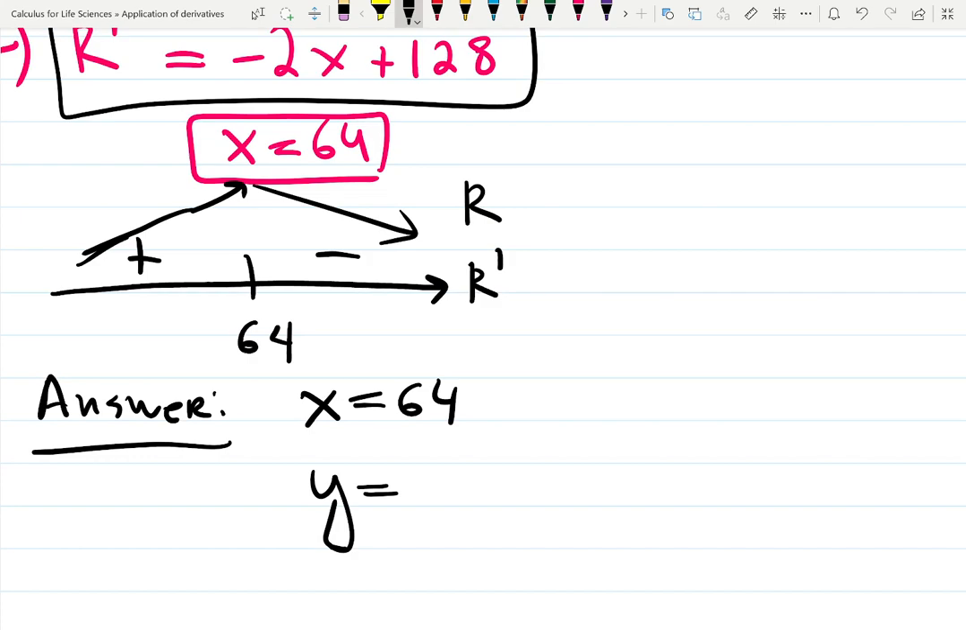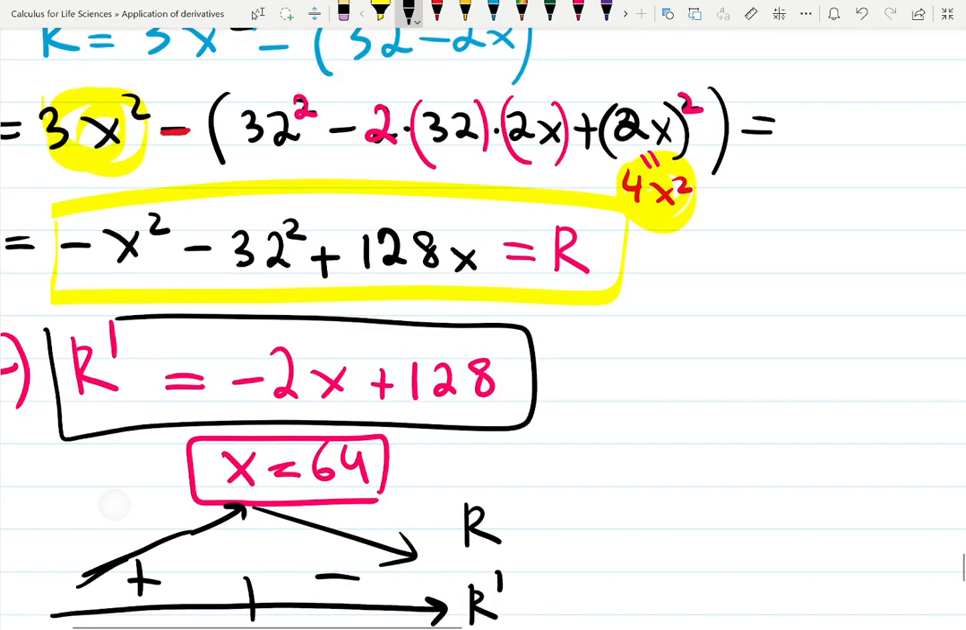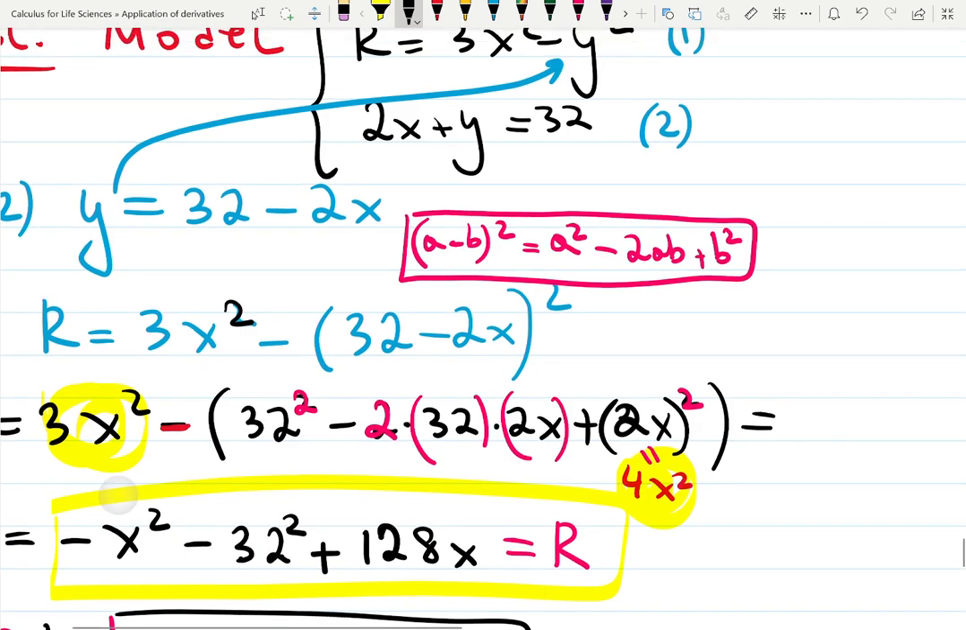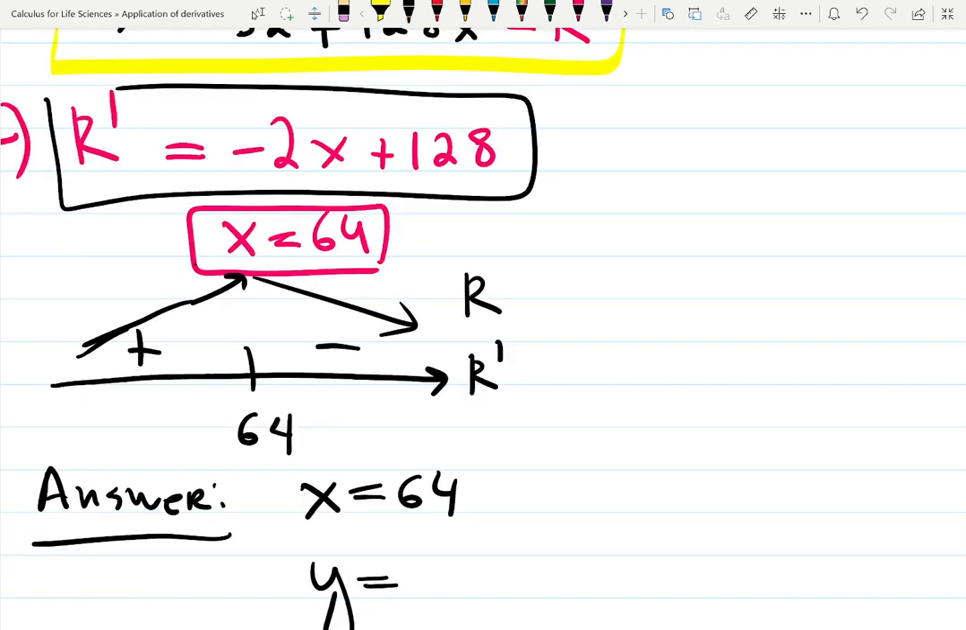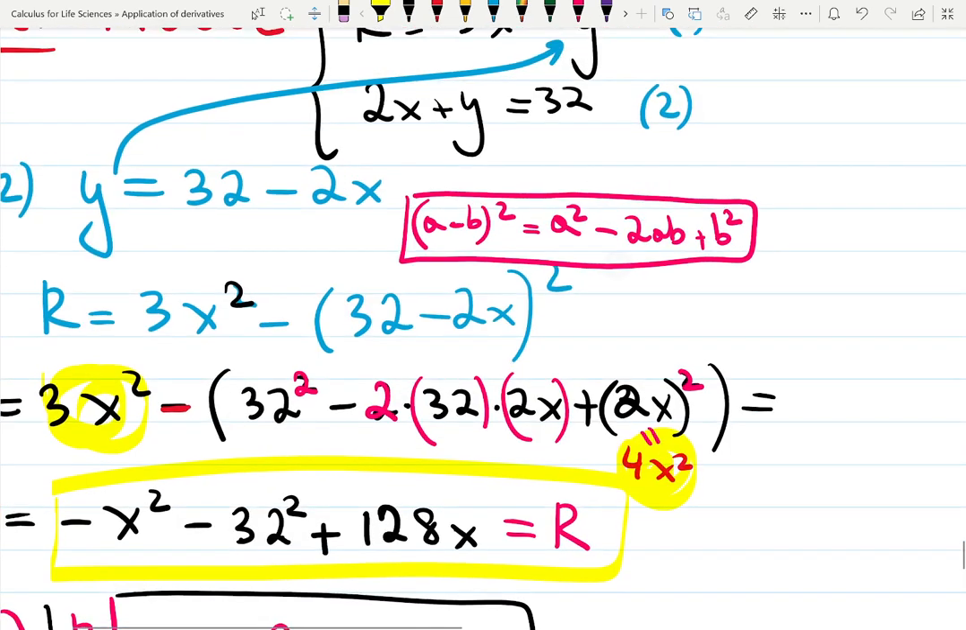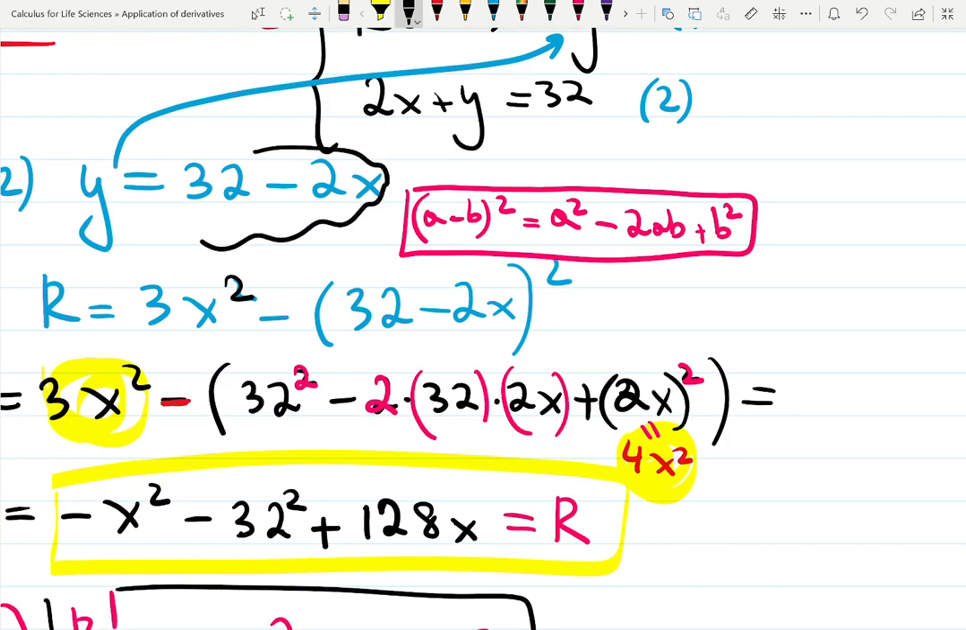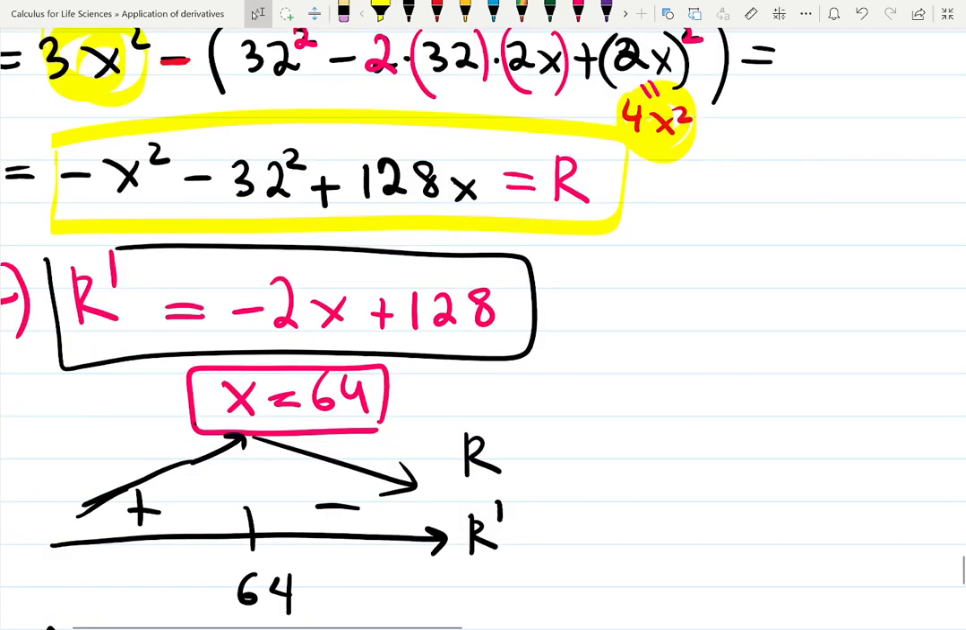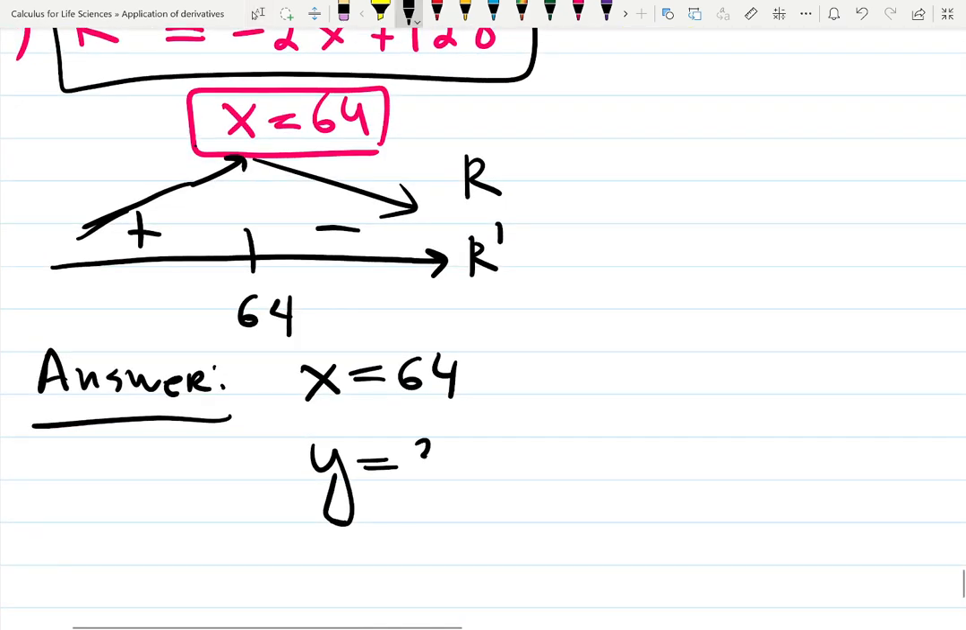Who is talking? What do you think y is? How do you find it? Let's plug it back into the original equation, number 2. Good job. y equals 32 minus 2x, exactly. 32 minus 2x is 32 minus 2 times 64. That gives me minus 96.